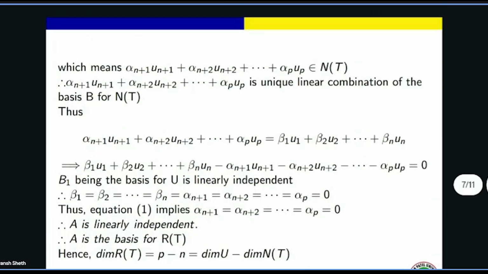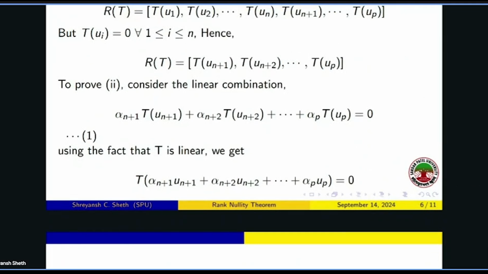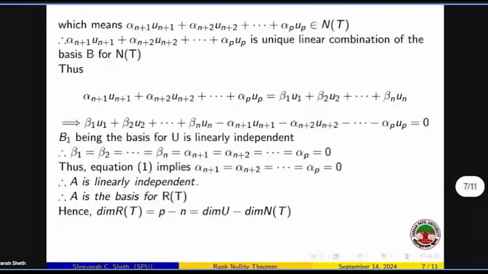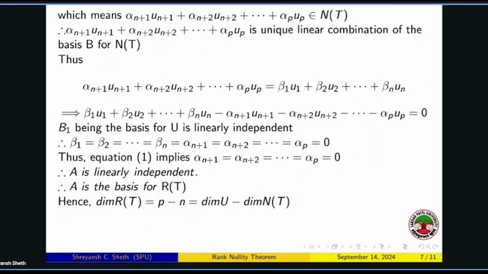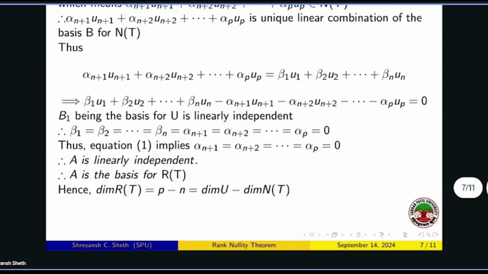But in equation 1, we saw that this linear combination is 0. So using this equation 1, we conclude that these alpha i's are also 0. So we showed that A is linearly independent, and previously we showed that span of A will give you the entire range space. So we showed that A is a basis for the range of T. That is, dimension of range of T is nothing but p minus n, which is equal to dimension of U minus dimension of the kernel of T. And in this way we proved the theorem.